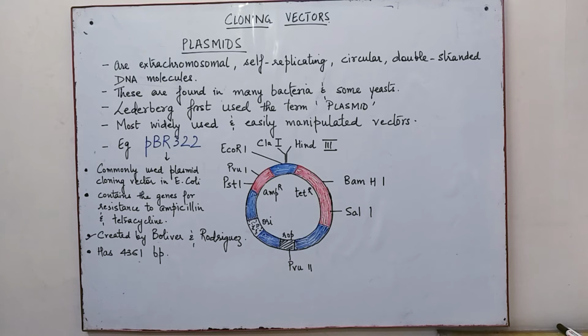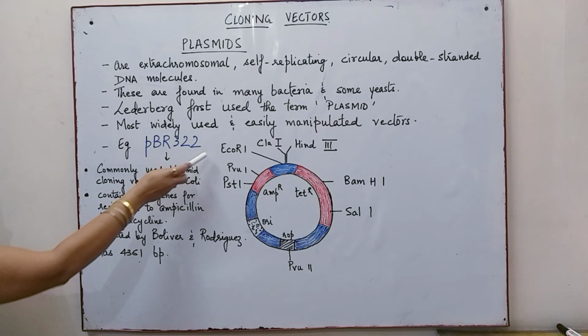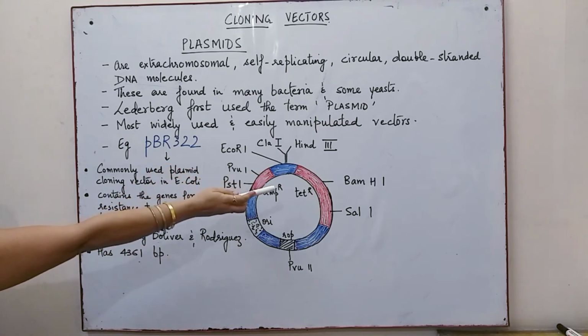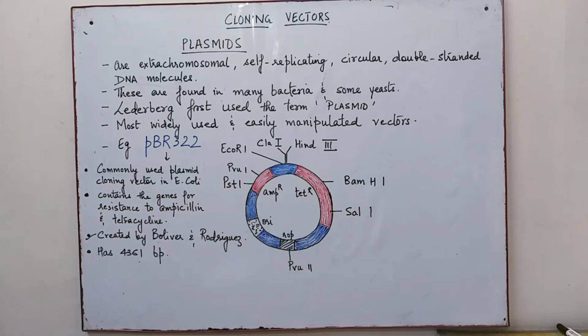Now, over here, it is the plasmid cloning vector in E. coli, and it has a BamHI site. BamHI is actually a type 2 restriction endonuclease, and it has the capacity for identifying and cleaving a specific sequence of DNA. Why has the name BamHI been given?